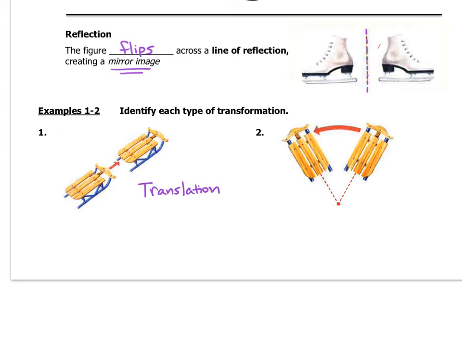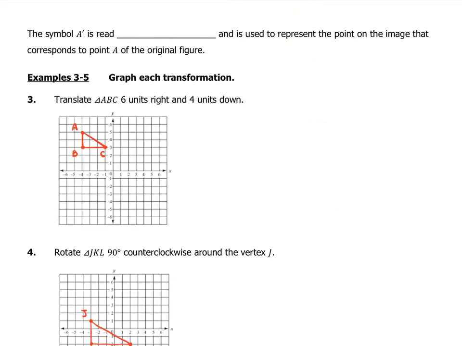And so anytime a figure slides, that's what's called a translation. Okay, and number 2, here's the original image on the right, and then this image turns along this arrow, and now it looks like this on the left. Whenever a figure turns, that is called a rotation. Okay, let's look at the next.